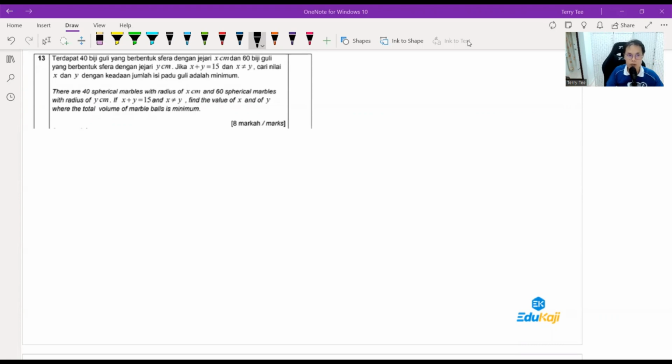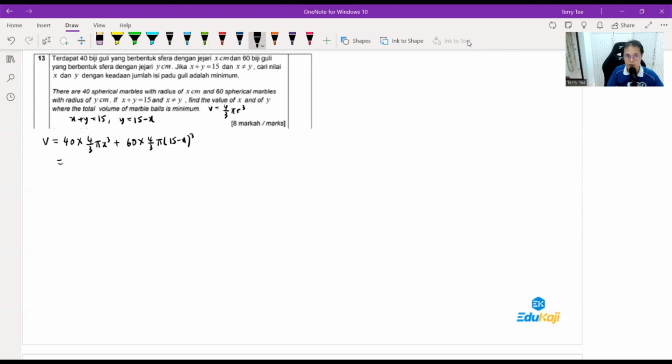Okay, so first of all, your volume. You know volume of a sphere is 4 over 3 pi r cubed. So you have 40 spherical marbles, you multiply 4 over 3 pi with the radius of x, so x cubed. And then you also have 60 spherical marbles with radius of y. But the thing is, I don't put y here because we know x plus y equals 15. We want to reduce it to only one variable, so I put 15 minus x here. And this is power 3.